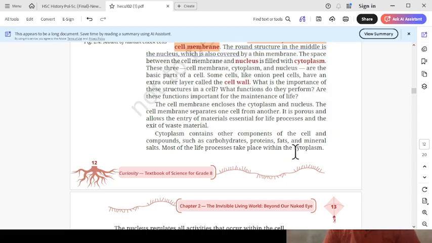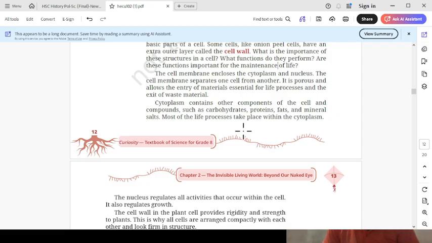Firstly, the cell membrane encloses the cytoplasm, then encloses the nucleus. The cell membrane separates one cell from another. It is porous and allows the entry of material essential for life processes and the exit of waste material. So basically, cell membrane is the bodyguard of cells that is porous. So that is why water and all essential materials go into cells and out of cells.